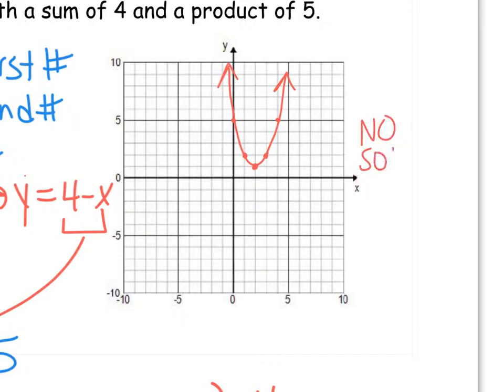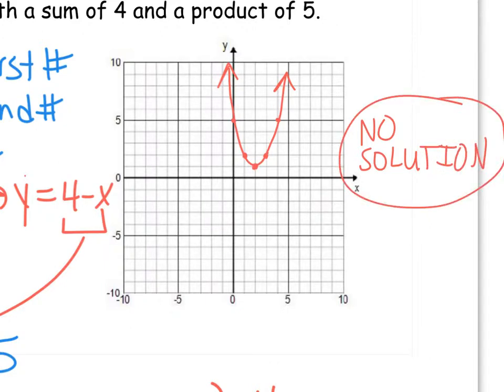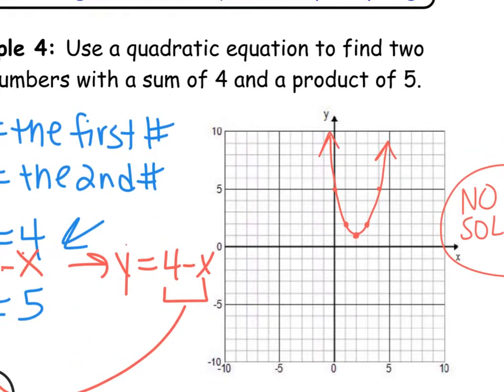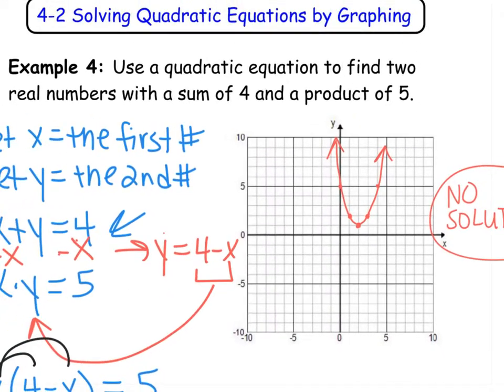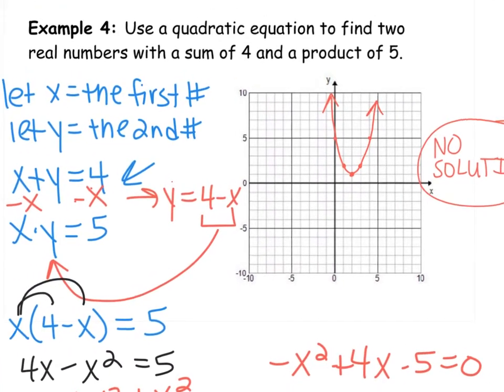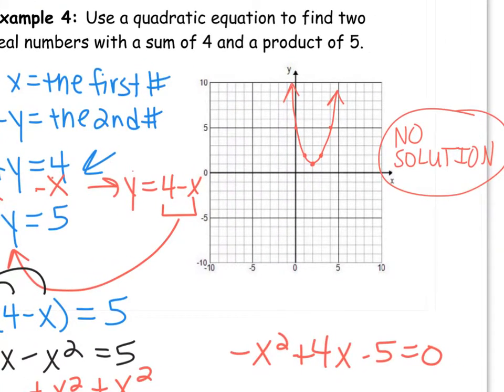So anytime you're just given an equation and it doesn't hit the x-axis, you say no solution. Our problem was asking for two numbers that multiply to give you 5 and add to give you 4. So you're going to say that there's no two numbers that do that. No real numbers will multiply to give you 5 and add to give you 4.